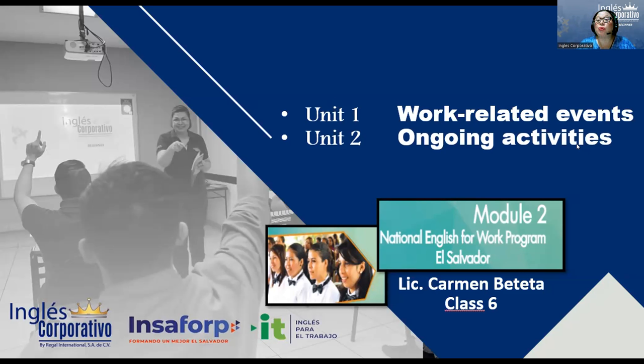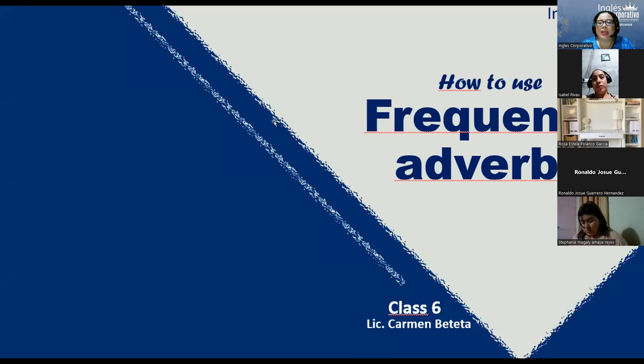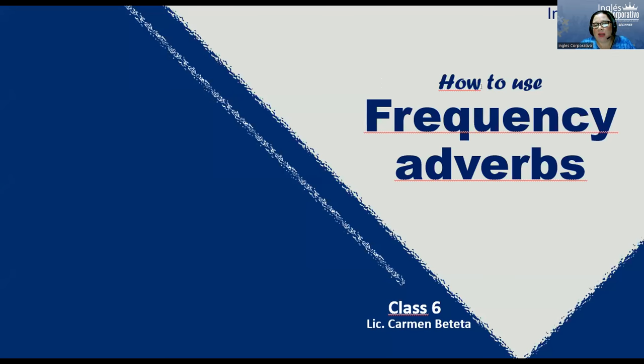So we want to learn how to express these activities. Remember, simple present tense, affirmative, negative, and questions, right? Unit 2 is about activities we do in our jobs and activities we do in our leisure time, okay? The first topic, or this class topic, is how to use the frequency adverbs.